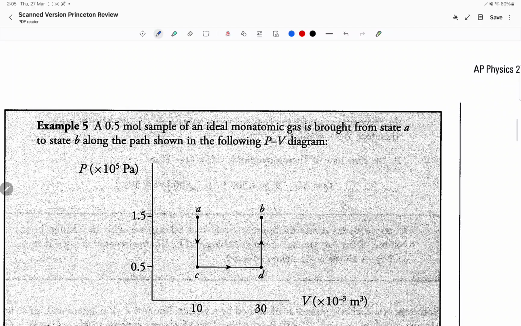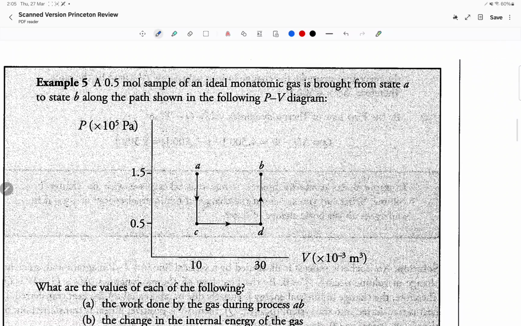All right. Example 5. Look, if you compare example 5 to example 4, we have the same starting point and we have the same ending point. How do I know? Just look at the pressure and the volume in the beginning, and look at the pressure and the volume at the end. They're the same.